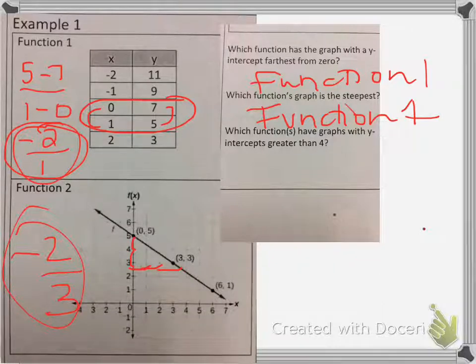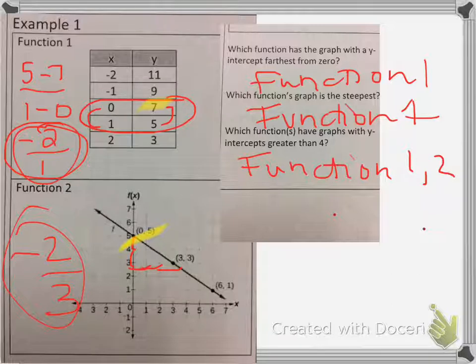The third and final question on this says, which functions have graphs with y-intercepts greater than 4? We already looked at the y-intercept here, and it was 7. We already looked at the y-intercept here, and it was 5. So we know that both function 1 and function 2 have y-intercepts that are greater than 4.